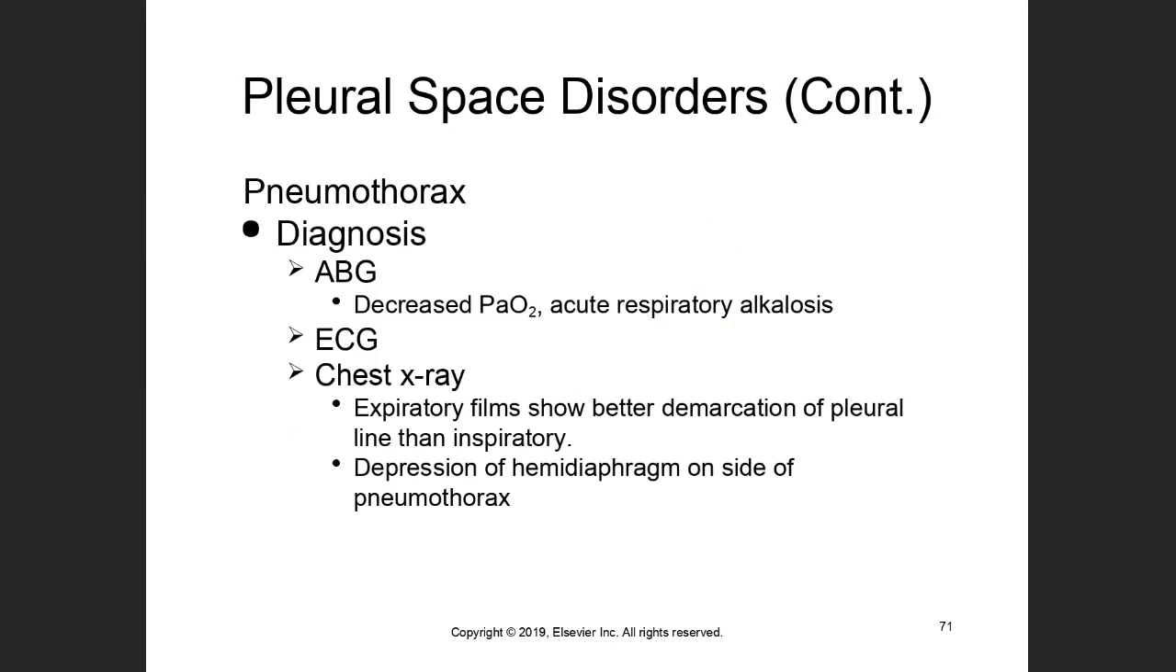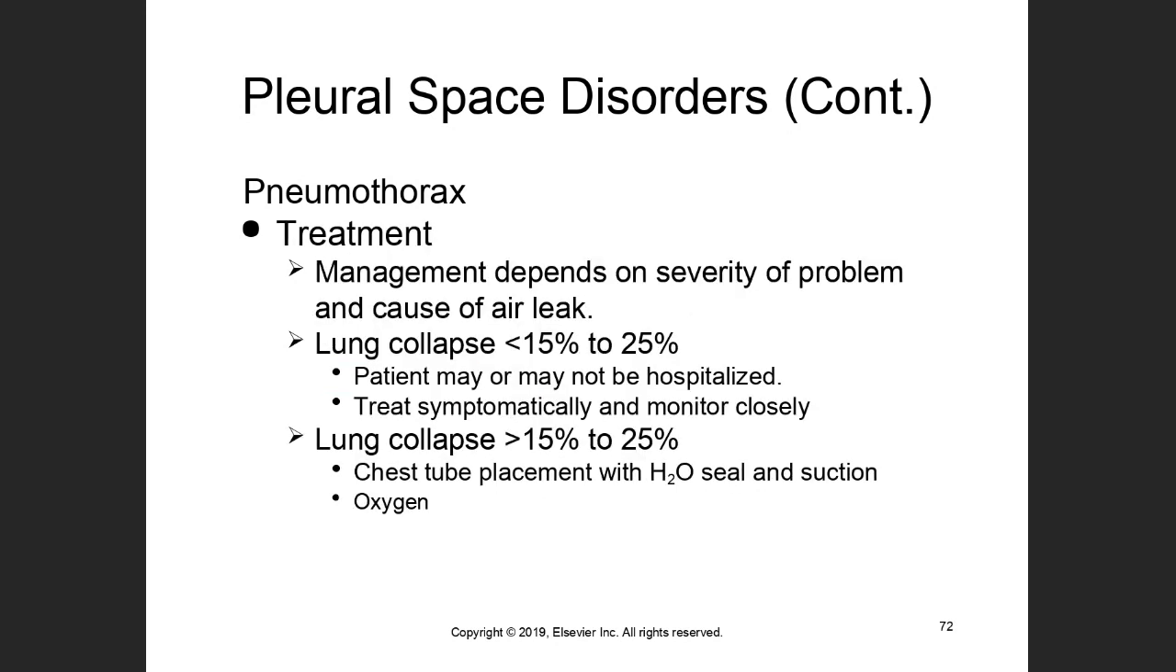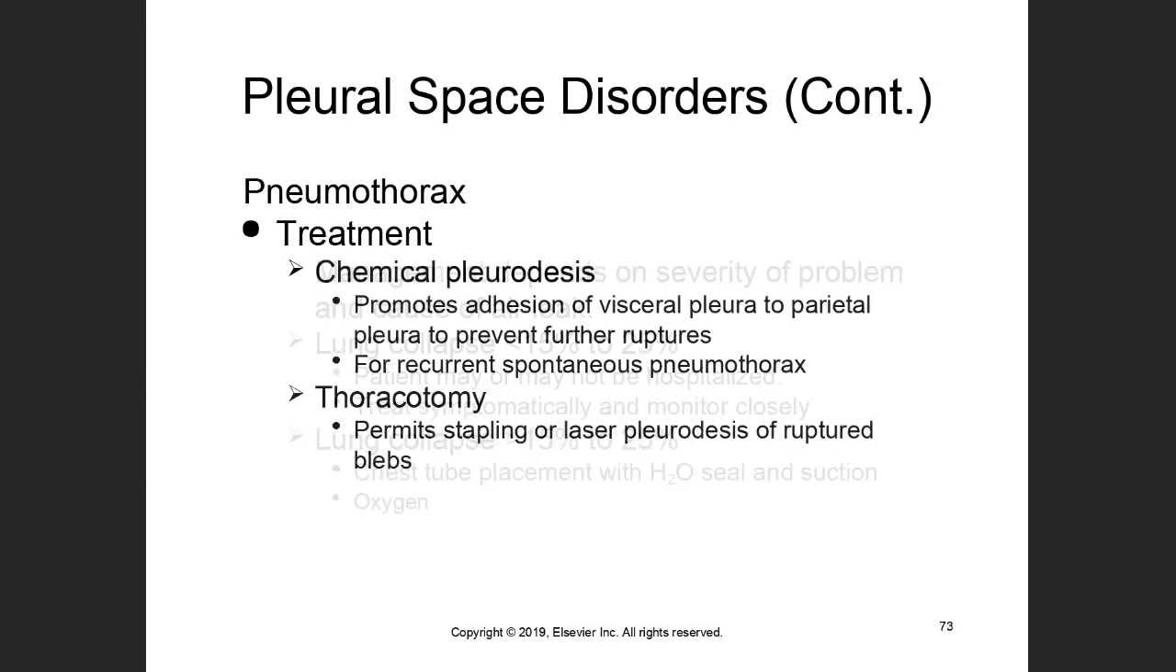Pneumothorax diagnosis: ABG, EKG, chest X-ray is the best test. It's the primary test that you're going to do, chest X-ray. Treatment and management depend on the severity. Okay? The lung collapse less than 15 to 25%, the patient may not be hospitalized. Okay, the patient is going to recover by itself. If the pneumothorax is really large, then you have to do the chest tube to release the oxygen. Okay, I mean the air.